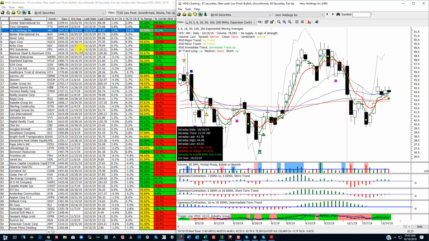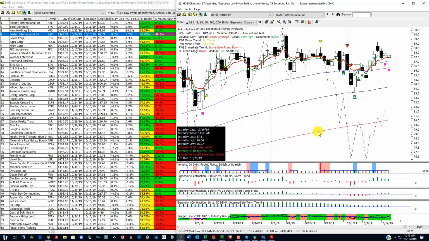Fan's up, but boy, it's choppy. It's kind of a choppy mess. Let's see if we can find something a little better. Let's take a look at Baxter here.